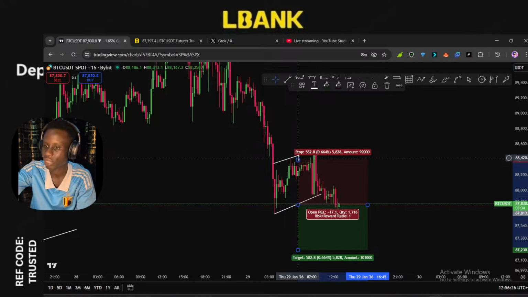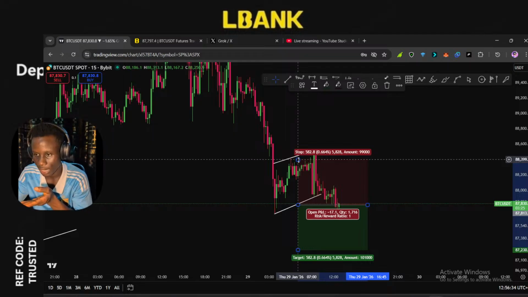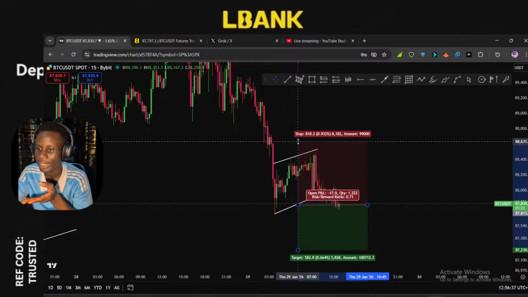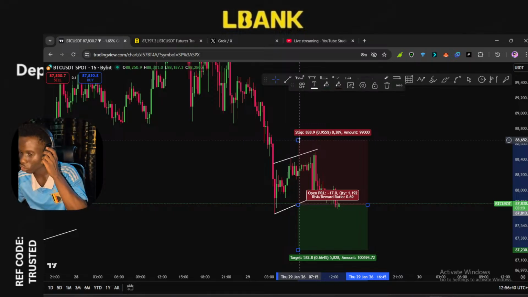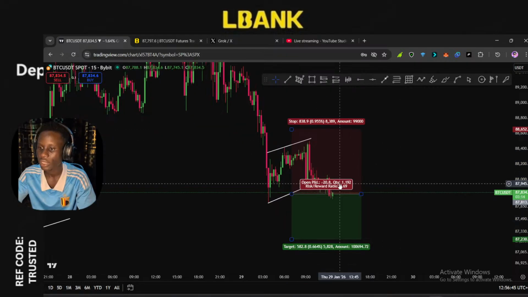This is the breakout. This is the break of this entry type model. So this is how you place your SL. You need your SL above this structure. You still need to give this structure a room. Are you getting it? You need to give it a room.